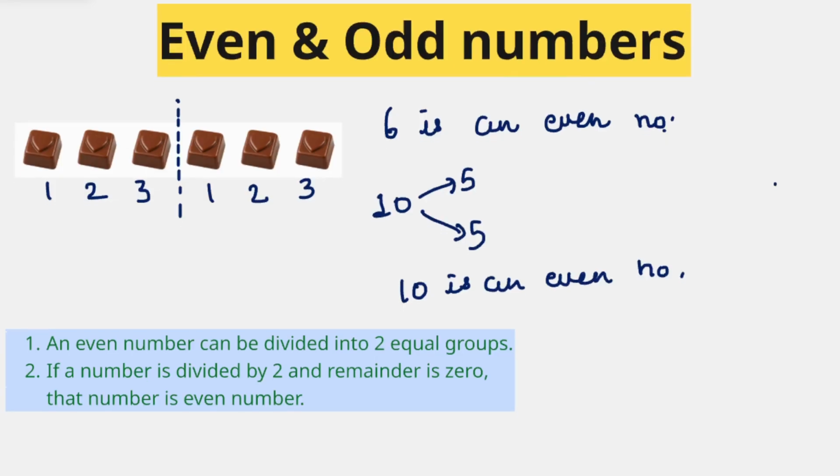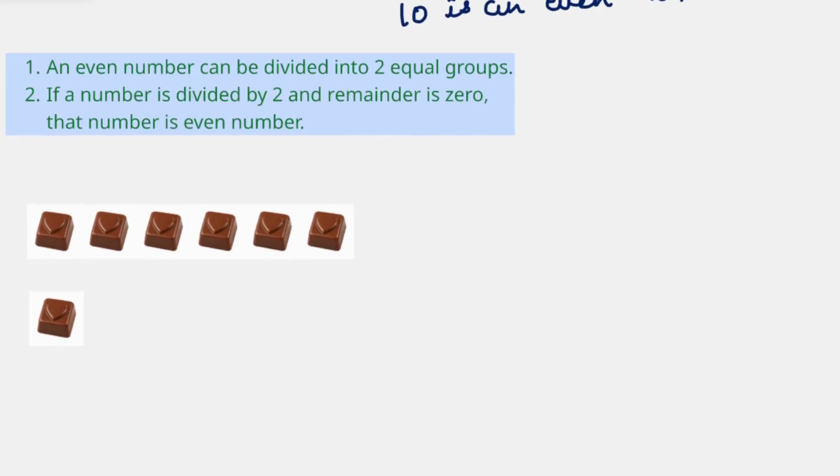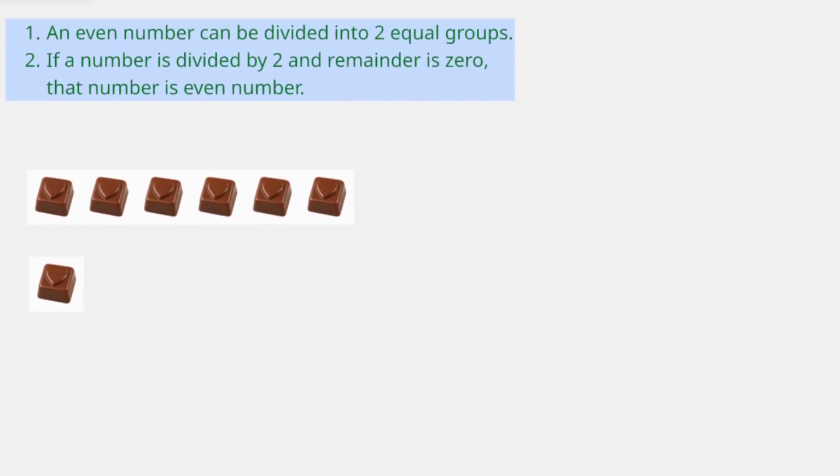Now, let's suppose instead of 6, we have 7 chocolates and we want to do the same thing. Means we want to make two equal groups. So, is it possible here in this case? Not really, right? Why? Let's try. If I make this group 4 chocolates, the other has 3, right?